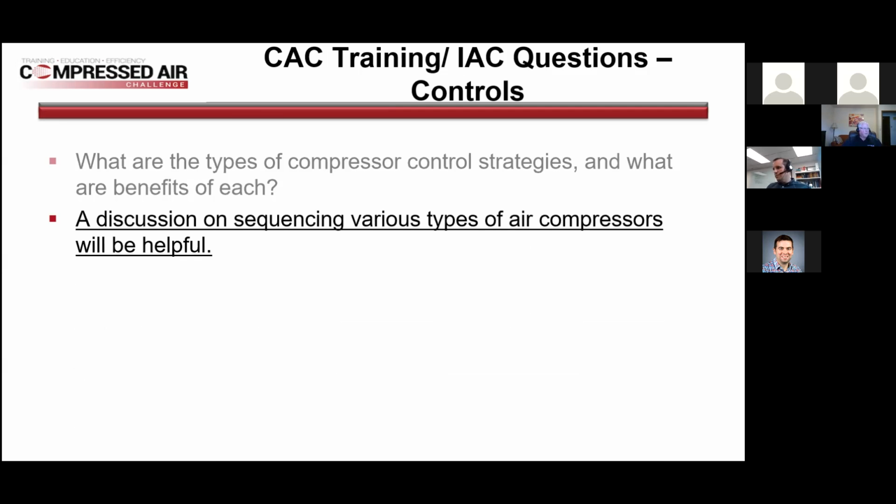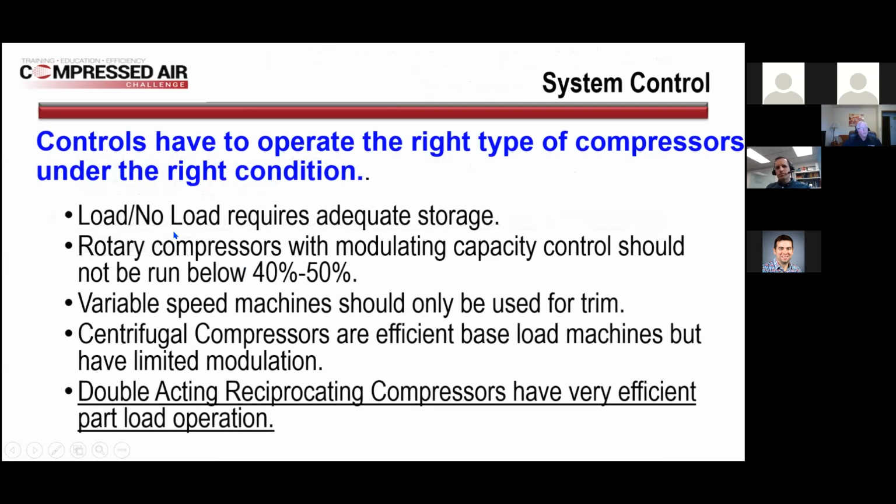For the sequencing of different types of compressors, you've got to go back to what the type of compressors are. You really have to have the right compressor under the right conditions. And again, we go over all this in the training, but no load does require adequate storage to be efficient and effective. Rotary screws should not be run below 40 to 50% from an efficiency standpoint. Variable speed machines should only be used for trim. They're not meant for base loading compressors.